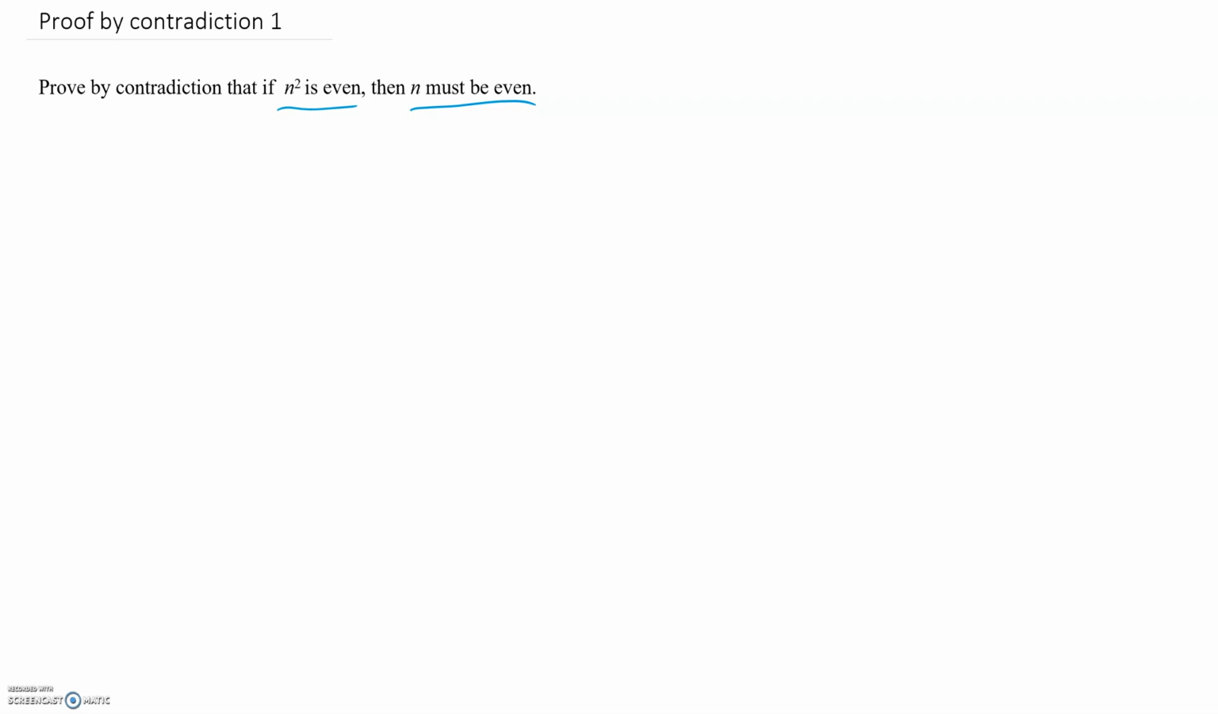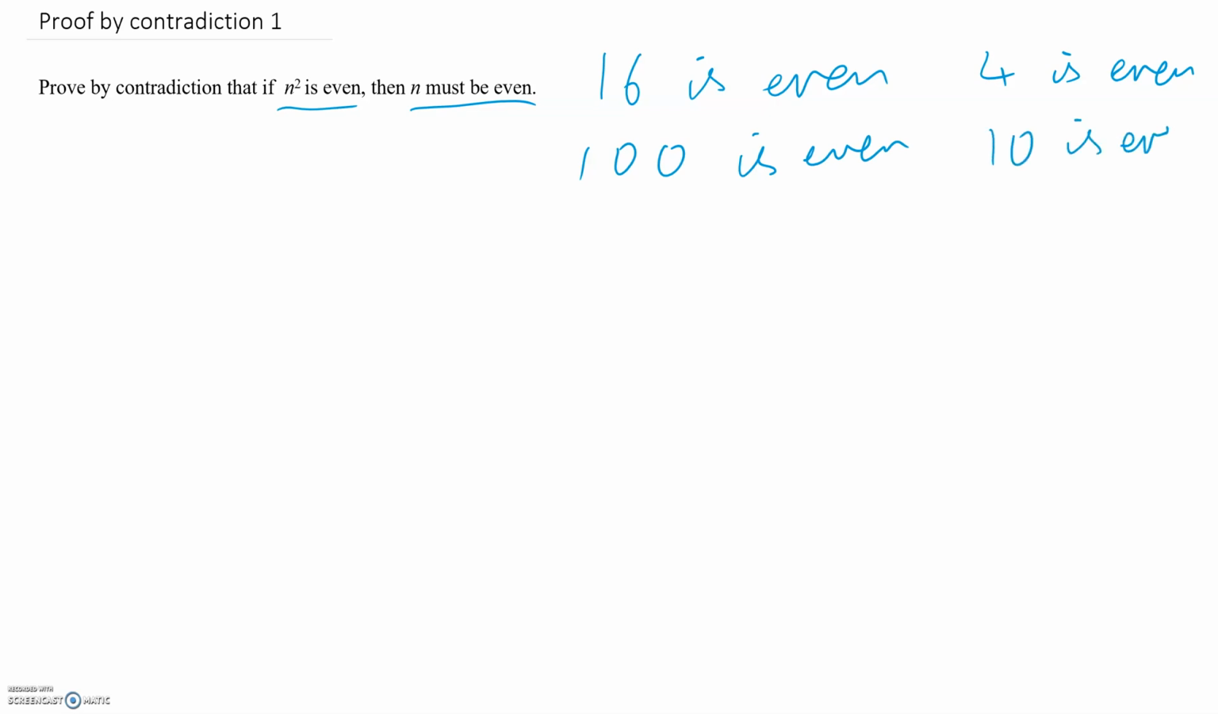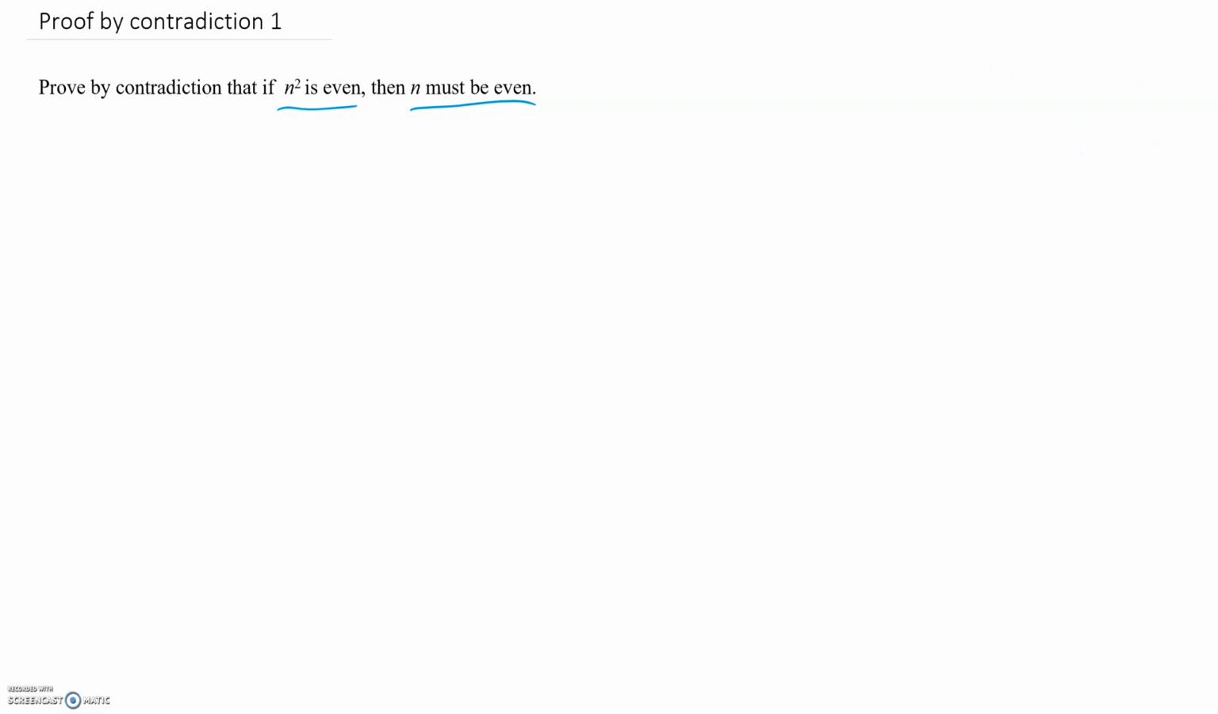I mean, if you think about 16, for example, 16 is even, and the square root of that, 4, is also even. Same with 100, 100 is even, and the square root is also even. So it looks like it's going to be true, but of course that isn't a proof. It's just two examples where this works. So in order to prove it, we're going to use proof by contradiction.